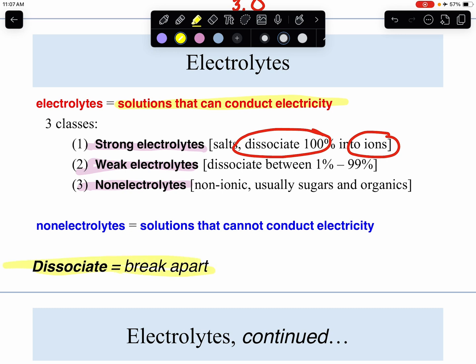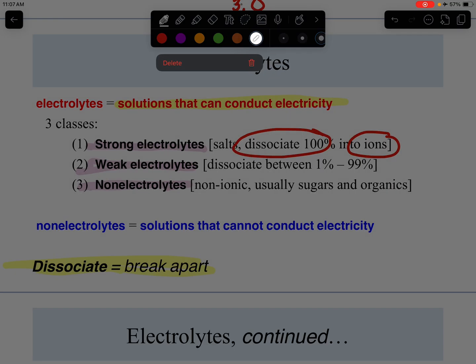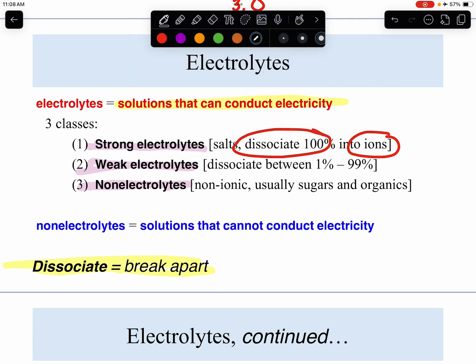So let me go ahead and show you. If I had a solution, and it had liquid in it, like water, and I put in a salt, for example NaCl or table salt, into the solution of water, it would break apart into Na+ and Cl-. So that means it is dissociating 100%. In this beaker, 100% of the NaCl molecules would break apart into what we call their ions. It has to have a charge.